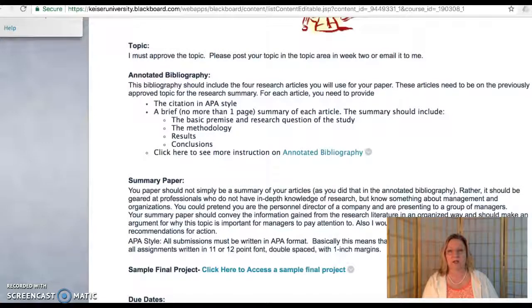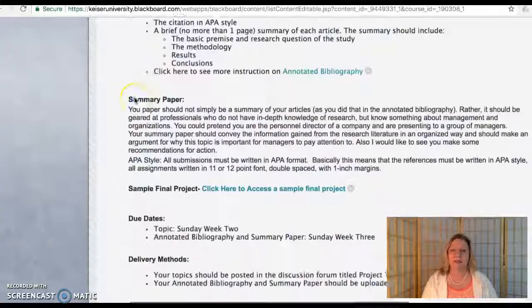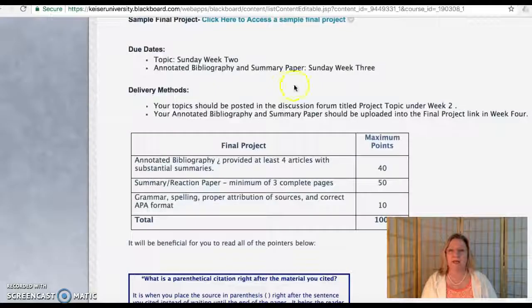Do start working on your research topic. Of course, don't leave it till the last minute. But it's good to think about how you would write a rough copy of this by the end of week 1 or by the end of week 2, so that you have it, because you're going to be submitting it by Sunday of week 3.